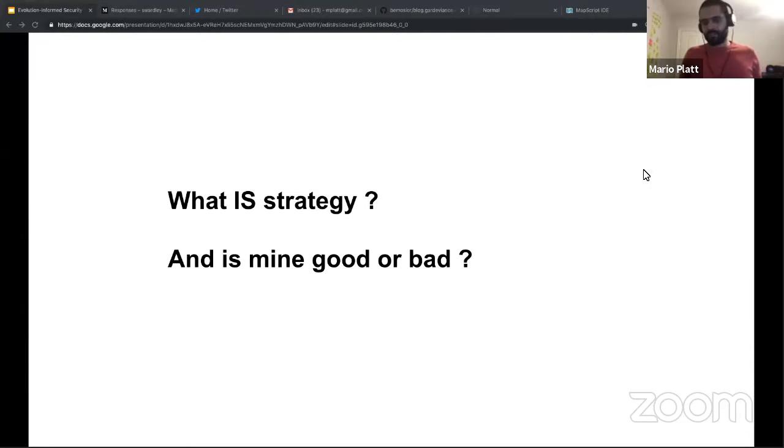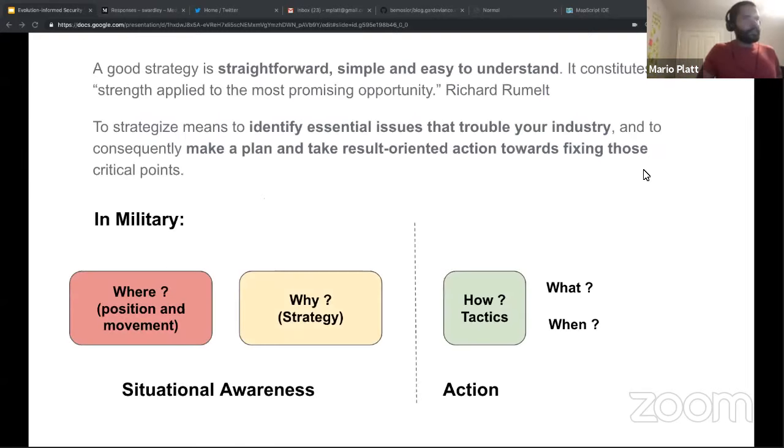So that was in terms of context where I believe we are overall as an industry. So the big question on having an evolution-inspired security strategy is, first we need to agree on what strategy is, right? And more than that, I'd like to actually reference a different author, not Simon Wardley: is my strategy good or bad? Right? So in terms of strategy and what it is, a good strategy needs to be straightforward, simple, and easy to understand.